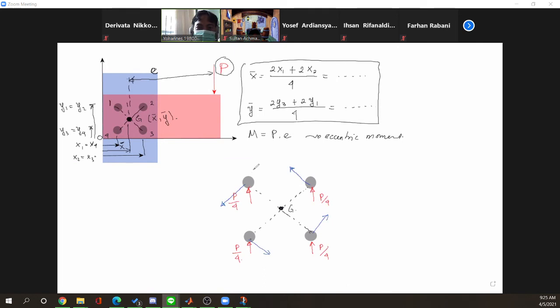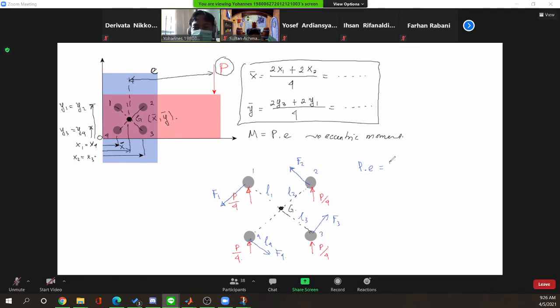So if we give the name of each rivet like this, then we can define this is F1, this is F2, F3, and F4. And here we have the distance, the length, L1, L2, L3, L4. And so the turning moment created by the external load will be balanced by this reaction force.